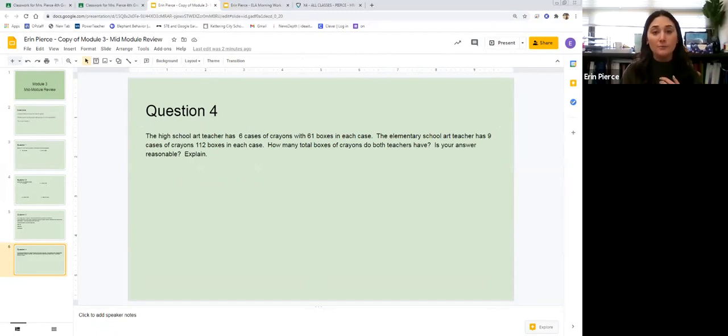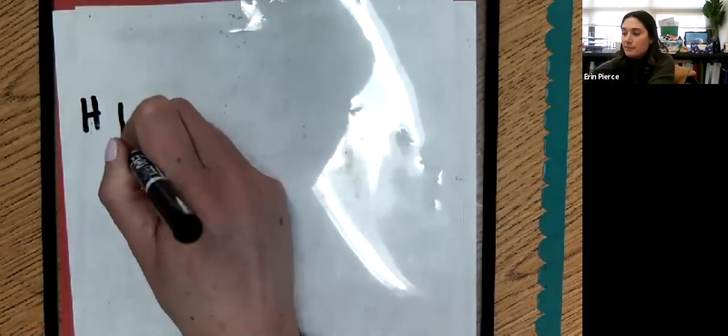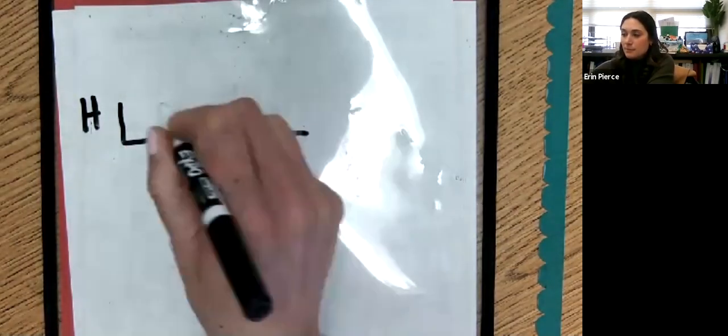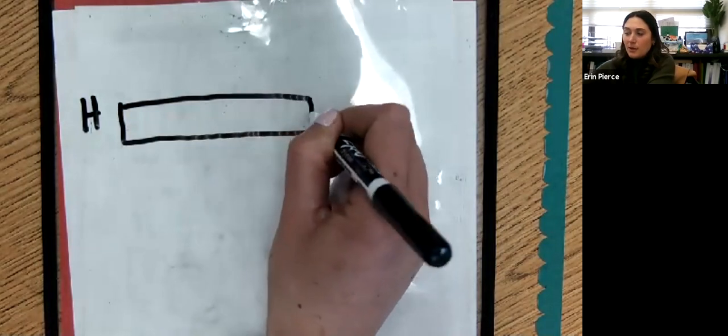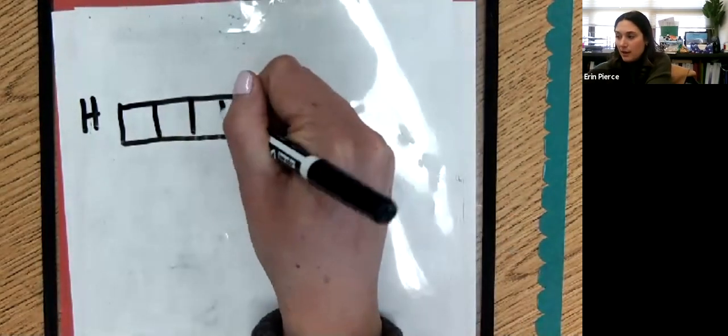So if I share my camera, let's first draw our tape diagram for the high school. So I'm going to call it H. We have 6 cases, remember, with 61 in each case.